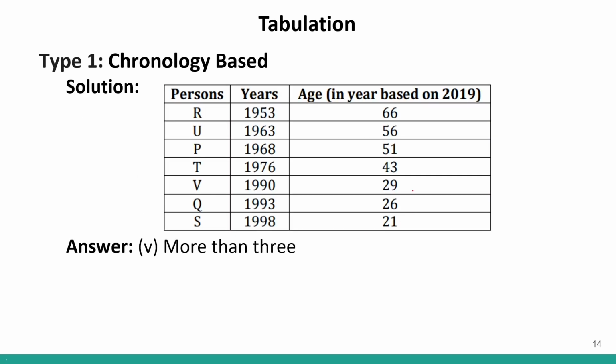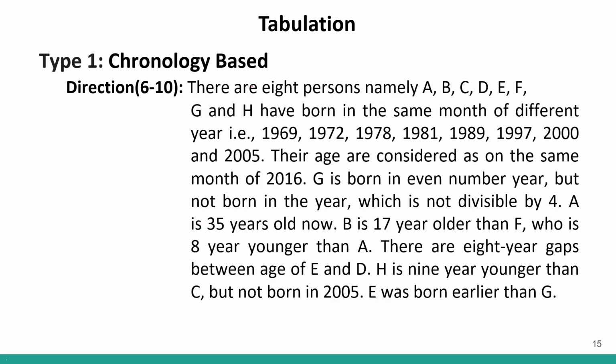So these were questions on type 1, chronology based tabulation. Now we have the other 5 questions, 6 to 10. In the next lecture, we will discuss type 2, that is attribute based. In this lecture, we discussed 5 questions on one data and the other 5 questions we will discuss on this data. So let us start. Based on this data, we will answer question number 6 to 10.